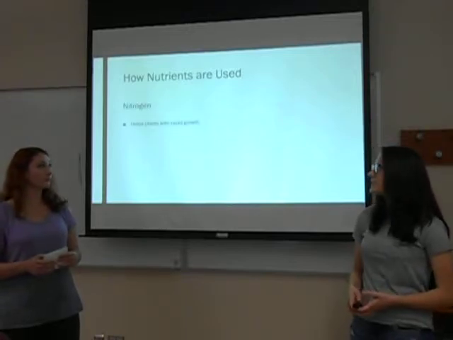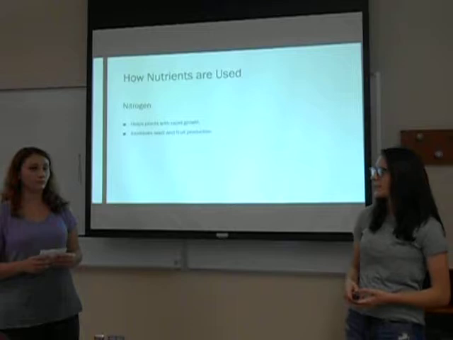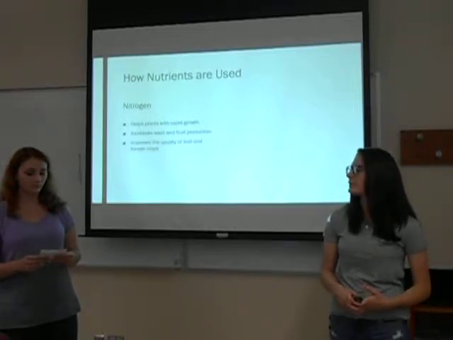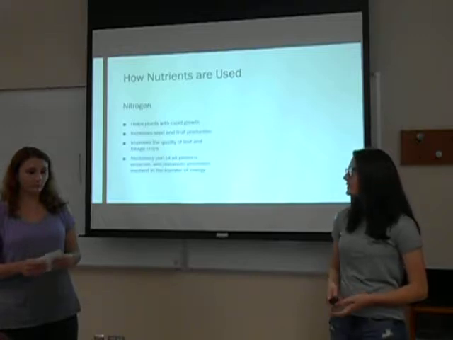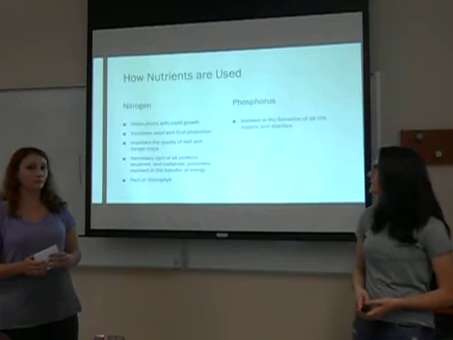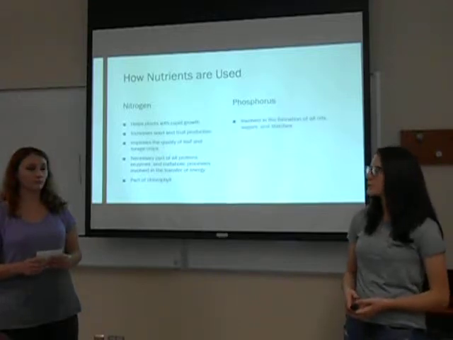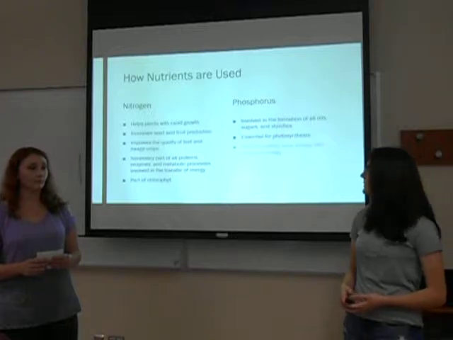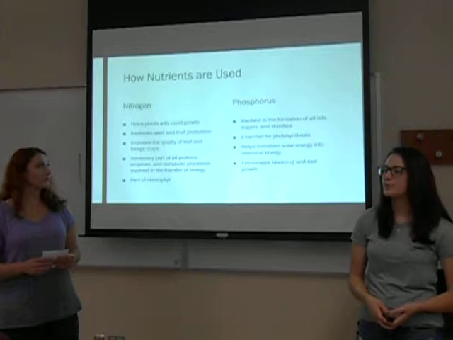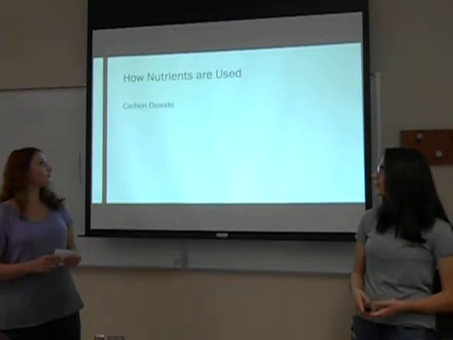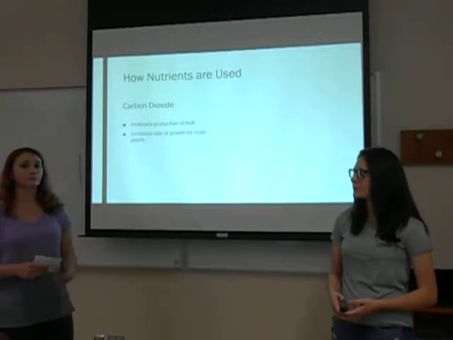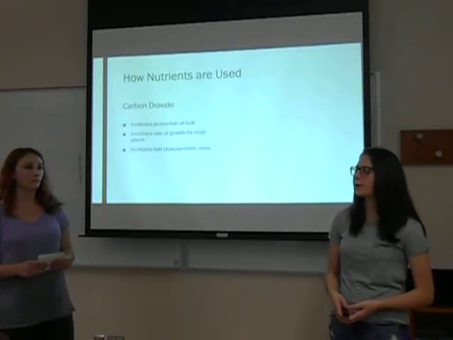So nitrogen is used to help plants with rapid growth. It increases the seed and fruit production of plants, and it improves the quality of leaf and forage crops. It's also a necessary part for the transfer of energy. Phosphorus is involved in the formation of all oils, sugars, and starches. It's essential for photosynthesis. It helps transform solar energy into chemical energy, and it encourages blooming and root growth. Carbon dioxide increases the production of fruit, it increases the rate of growth for most plants, and it increases leaf photosynthetic rates.